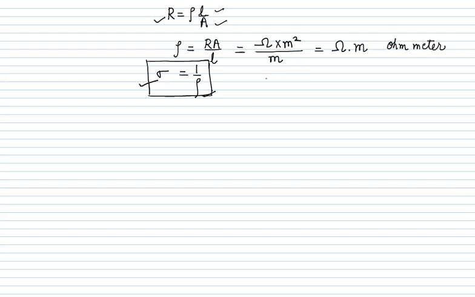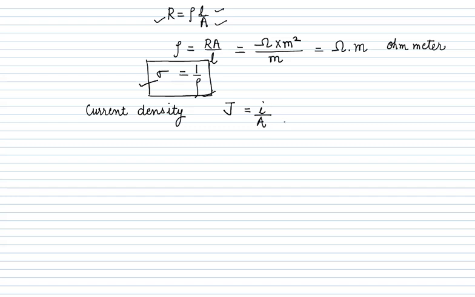So that was only one form of Ohm's law. Now let's go quickly to the second form of Ohm's law. And for that we have to define a very important quantity, that is current density. The symbol for current density is J, capital J. Sometimes you may get small j also, but usually it is represented with capital J.